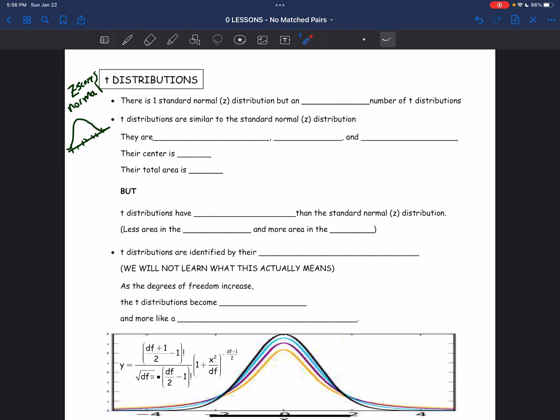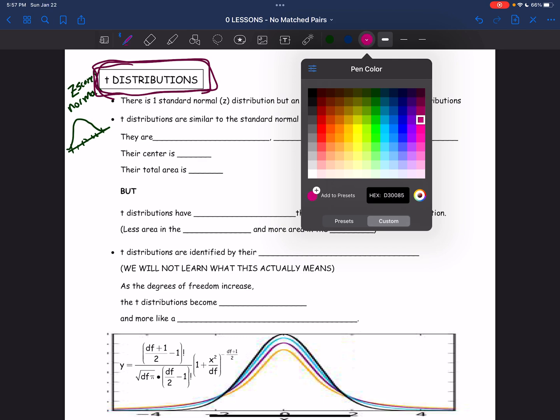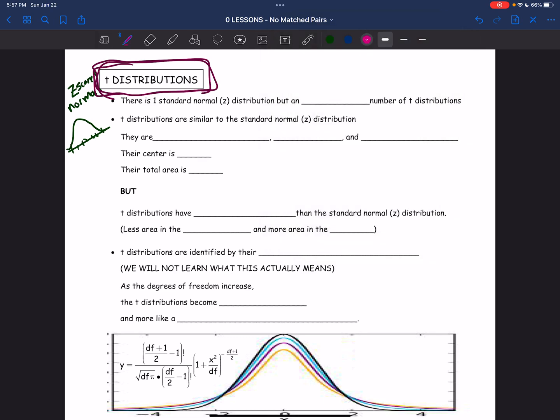Well, lo and behold, there's other things besides z distributions. There is this little sucker right here called a t distribution. New stuff, okay? T distributions are a smidgen different. So let's look at the differences here. When we had a standardized normal or z distribution, aka the normal one right here, there was just one distribution, one curve that we draw for everything.